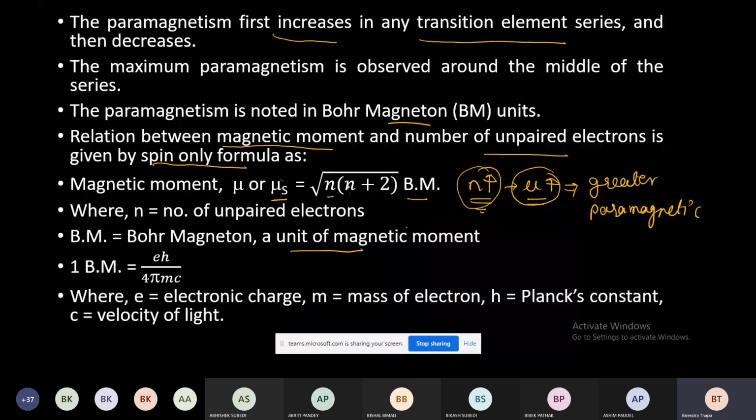You have to calculate the value of magnetic moment for the given species. For example, in Fe2+, what is the value of magnetic moment? Calculate the value of magnetic moment in Fe2+. Can you calculate? What will be the value of magnetic moment in Fe2+?